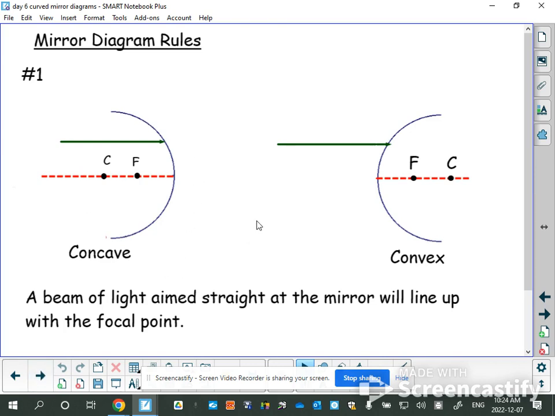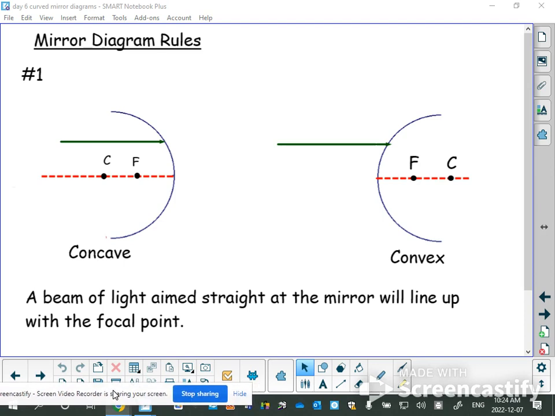So our first rule is this: a beam of light aimed straight at the mirror is going to always go through the focal point. So we'll start by drawing this first one. So you can see there's my beam of light going in, and then I'm going to draw my beam of light bouncing off from that point and going down through the focal point. For a concave mirror, it'll always go down because the focal point is on the inside of the mirror.